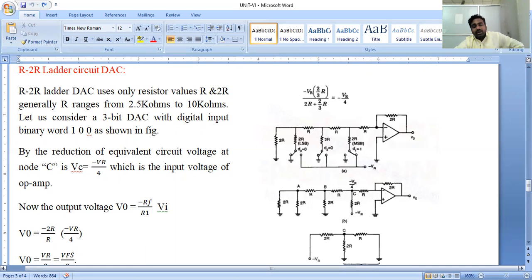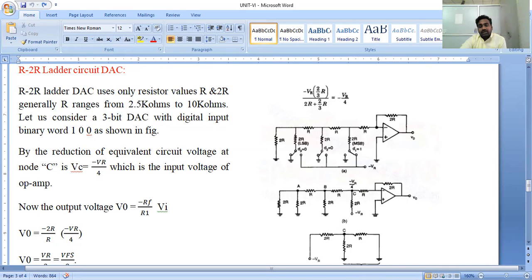A wide range of resistances is required in the binary weighted resistor type digital to analog conversion. This can be avoided by using an R to R ladder. Previously we haven't used this type of R to R ladder. So what is the concept of the R to R ladder? The entire circuit is converted into an equivalent circuit. These resistances are connected in the form of a ladder with an equivalent rating.